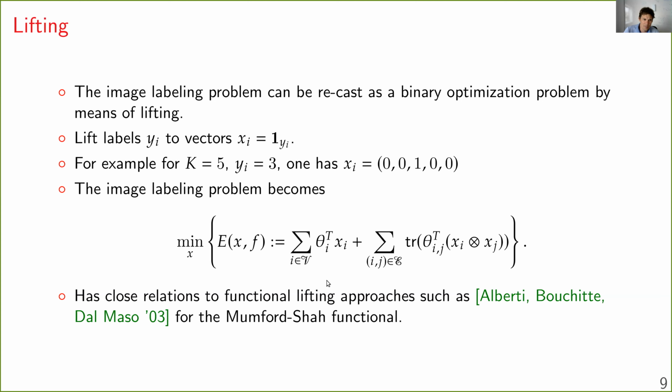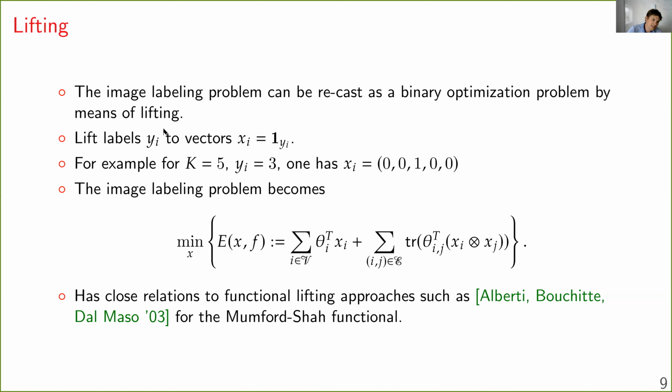For example, it has also been done in the continuous domain by Alberti, Bouchitté, and Dal Maso to get a convex representation of the Mumford-Shah functional. And with this approach, they have been able to prove that certain solutions are really global solutions of the Mumford-Shah functional by means of a so-called calibration approach. So here the basic idea, and also the idea of this calibration approach of Mumford-Shah, is that you replace your original optimization problem, which in our case here is combinatorial with labels, by a binary optimization problem.